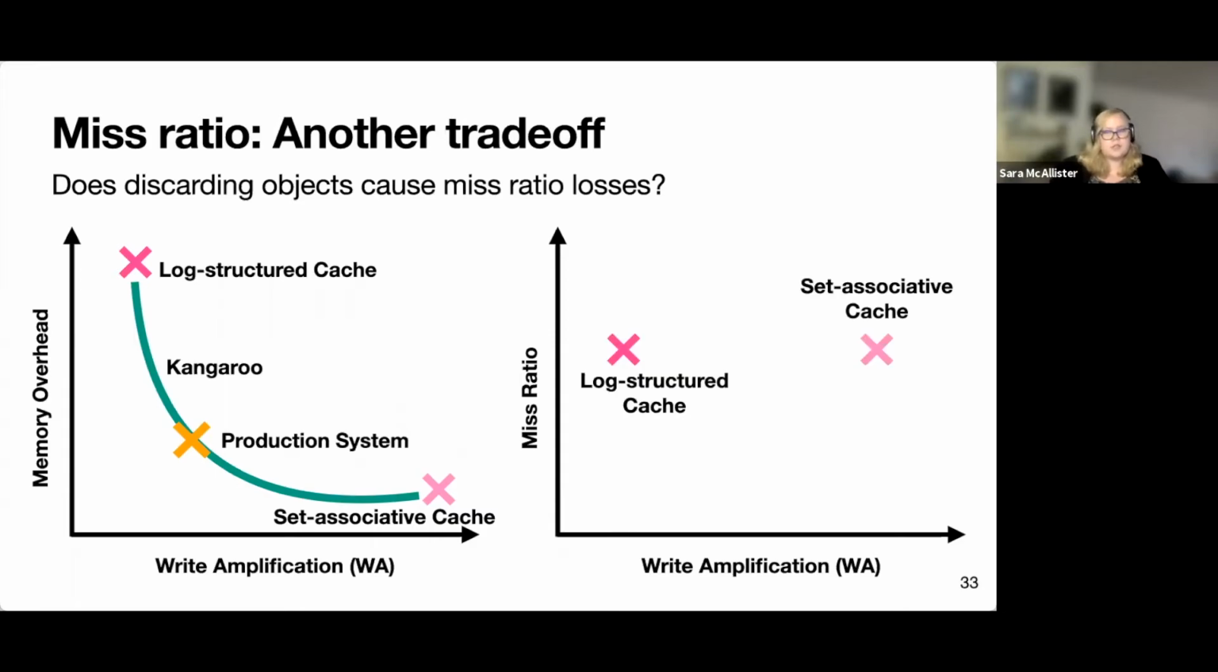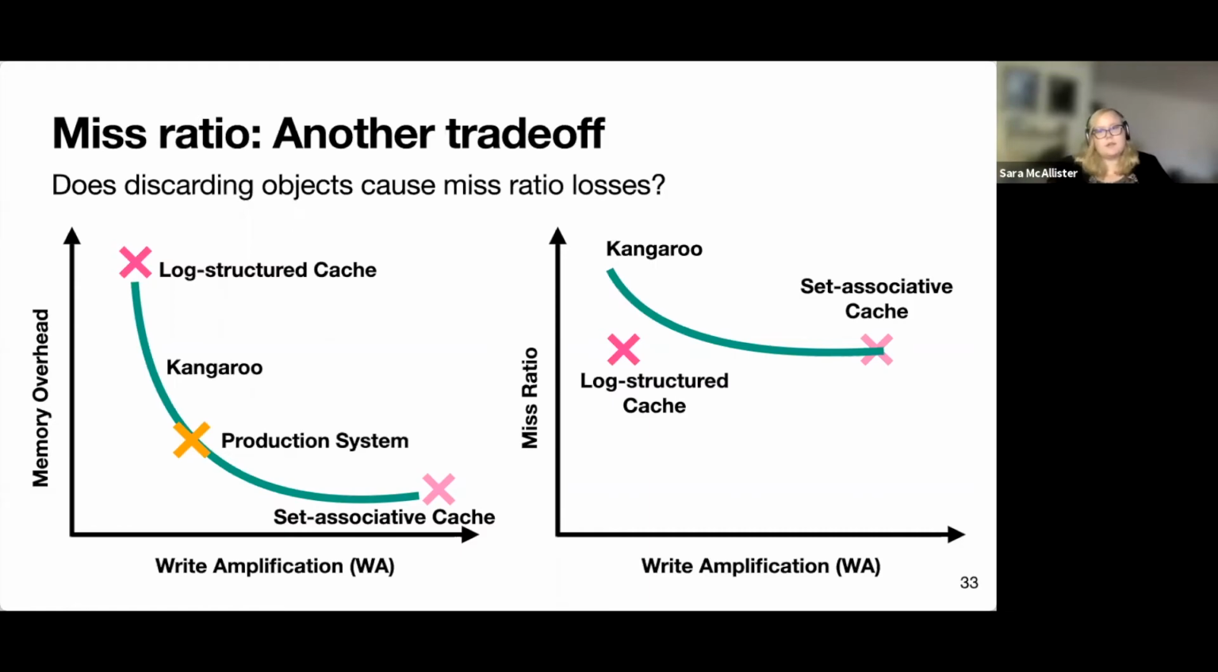So the log structured cache and the set-associative cache have very similar miss ratios because they use similar eviction policies. And so you can see that they just are different on the write amplification axis. Whereas Kangaroo is throwing out objects using its threshold admission policy. And this allows us to reduce the write amplification. So as we have a lower write amplification, the miss ratio is going up because we're potentially evicting popular objects from the cache.